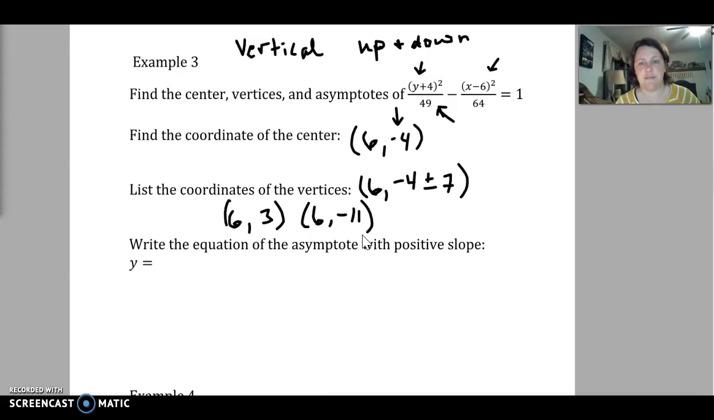Then write the equation of the asymptote with positive slope. So remember how we talked about half of our equation. We can pick out the equation of the asymptotes right out of here. So we've got y plus 4 is equal to, now we're going to take the value underneath y first, because it's always y's over the x's when we find our slope. So it's going to be 7 over 8 times x minus 6. Okay, now they want us to have our equation solved for y, so we're not quite done yet, but that is a really easy way to get your asymptotes.